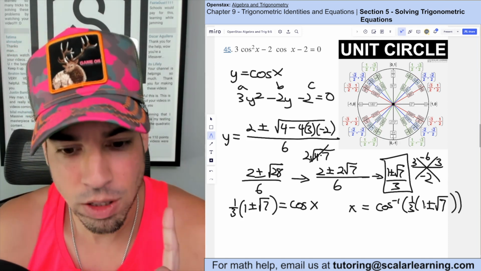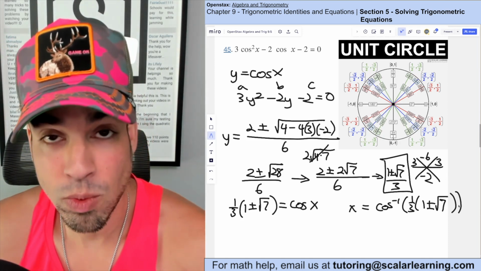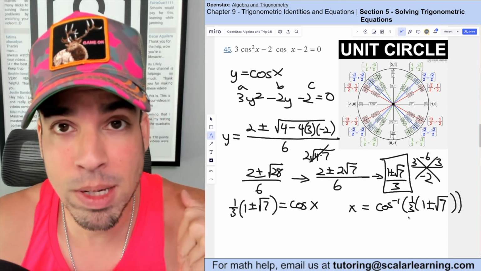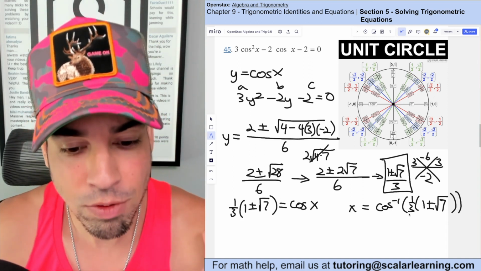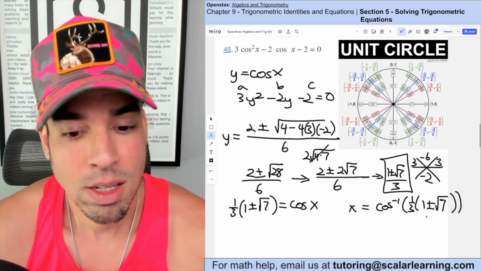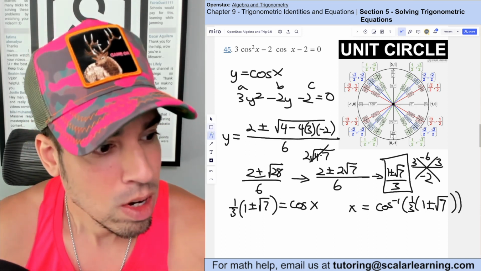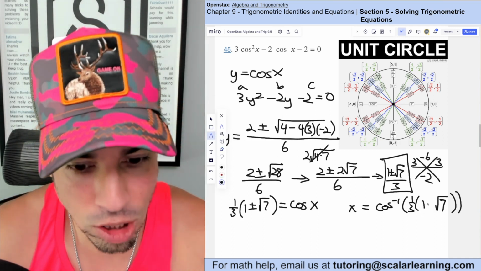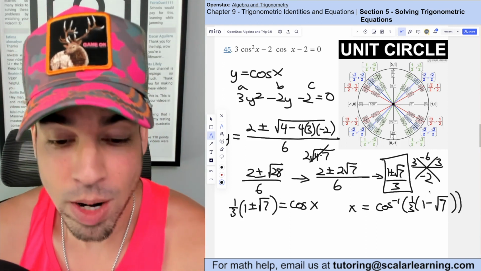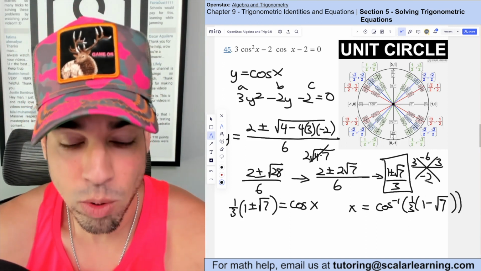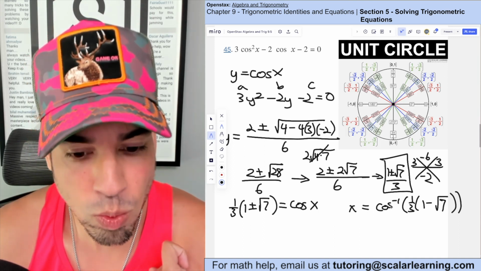But there's a situation here. 1 plus rad 7, and then even times 1/3, that's going to be bigger than 1, okay? And if you plug this into a calculator with the plus, it's not going to give you an output because that's outside of the domain of arc cosine, which means we can eliminate the plus solution. But the minus solution, that's still legit. 1 minus rad 7 is going to be fine when you multiply it by 1/3. That's going to be between -1 and 1. So that's legit. So this is one viable solution.